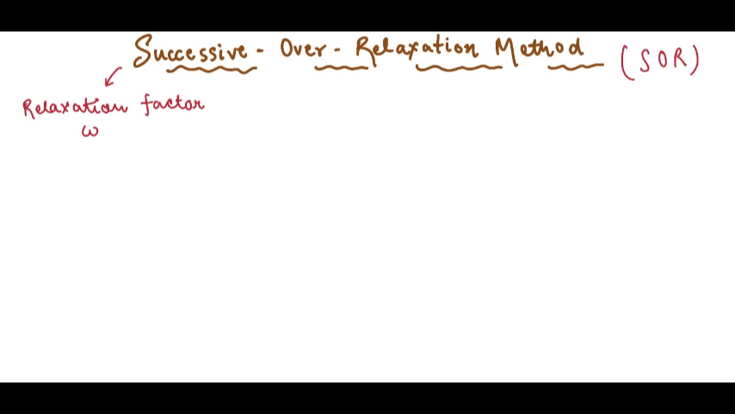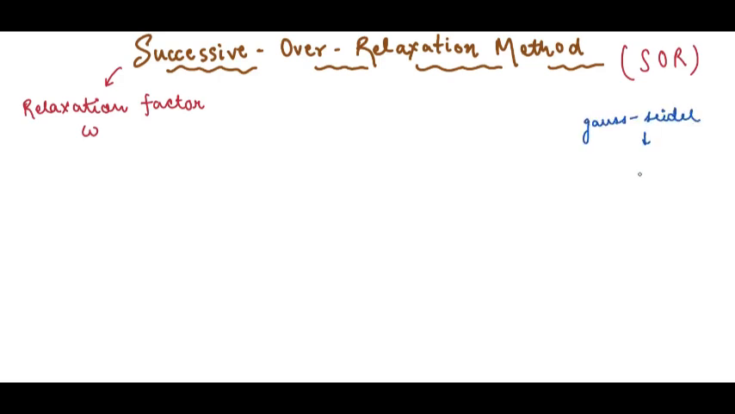In today's lecture, we will understand the idea behind relaxation, derive the SOR formula, discuss the role of omega, learn the algorithm and the convergence considerations, and solve a complete numerical example. So let's begin. Firstly, let's recall what happens in Gauss-Seidel.